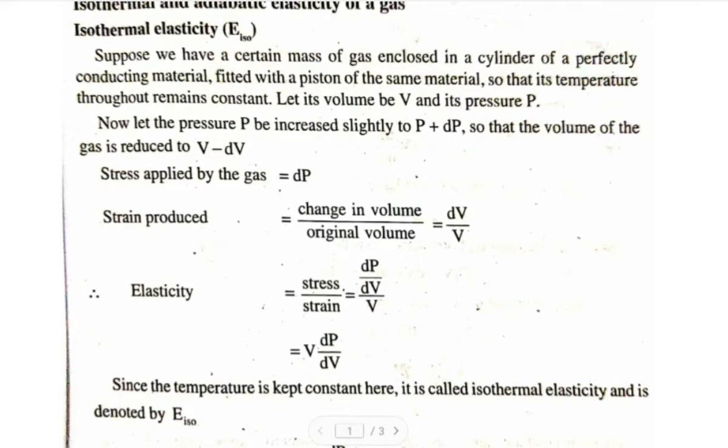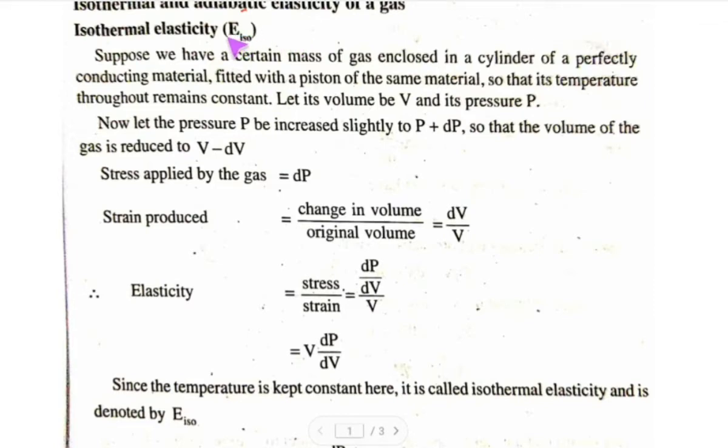Students, we have studied in the last class about different applications of the first law of thermodynamics. Today we are discussing a topic: isothermal and adiabatic elasticity of a gas. Now you are familiar with the isothermal process and the adiabatic process. What do you mean by an isothermal process? An isothermal process is the process in which temperature is constant, and an adiabatic process is the process in which temperature, pressure and volume can change, but there is no exchange of heat energy.